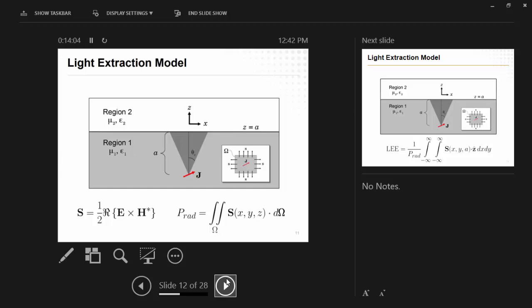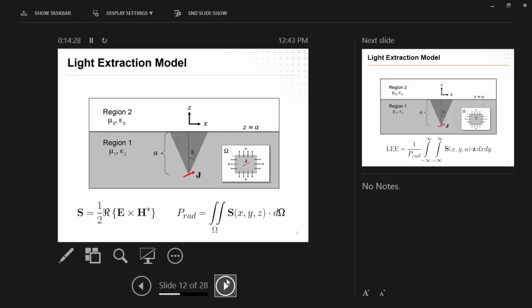So the basic model is you have two regions, region 1 and region 2. Region 1 is my semiconductor LED. Region 2 is my outside environment where I want light to go. And what you do is you model that recombination event of an electron and a hole as a very brief current density, concentrated at a small point in space.